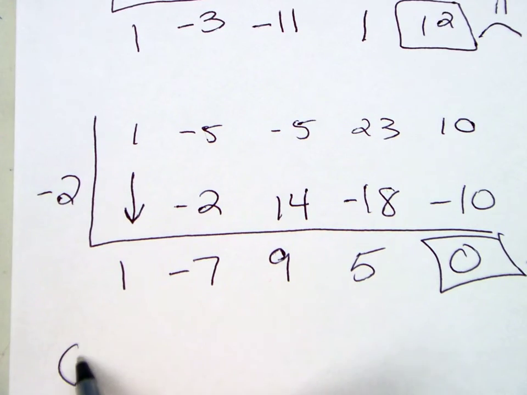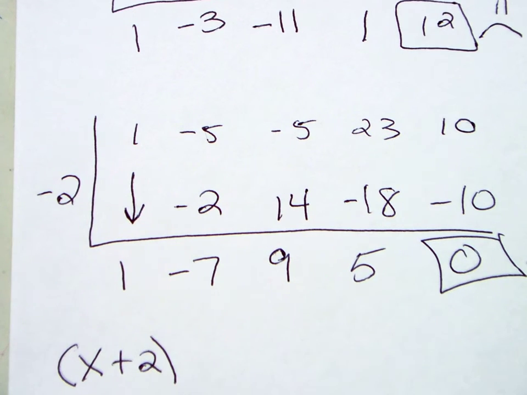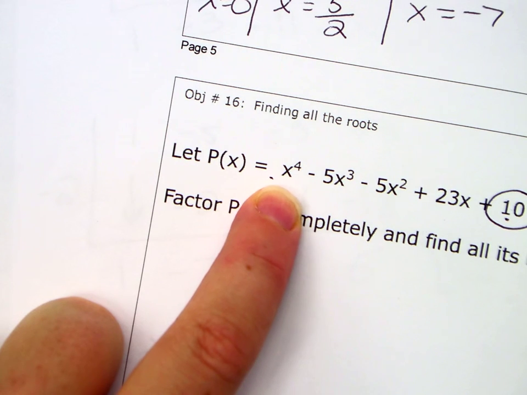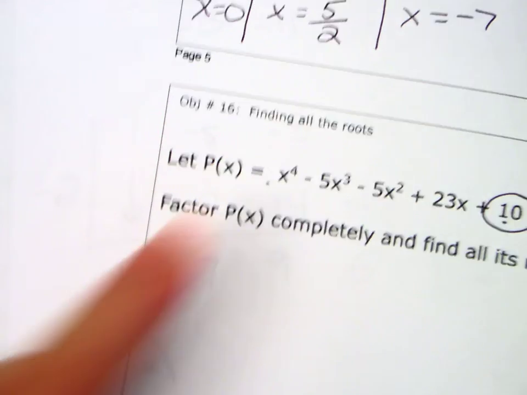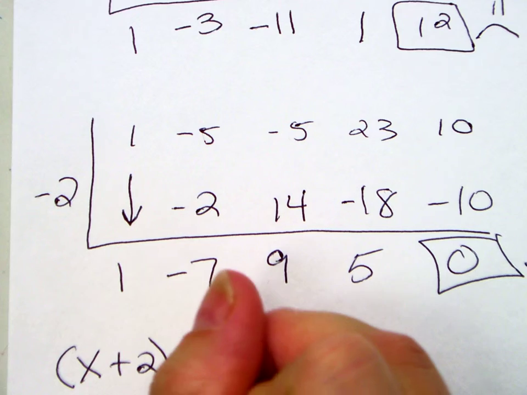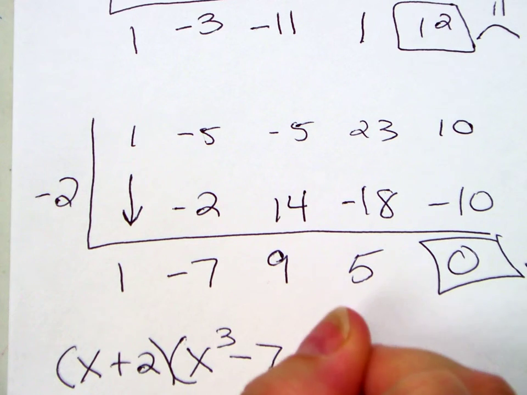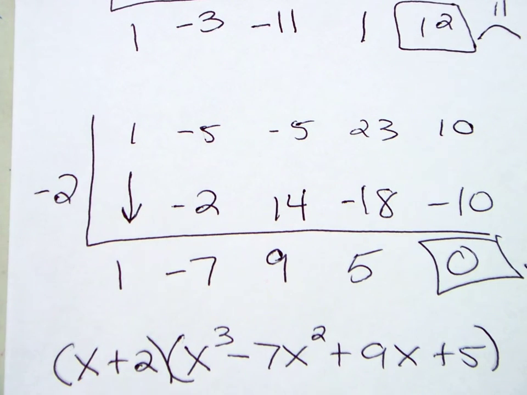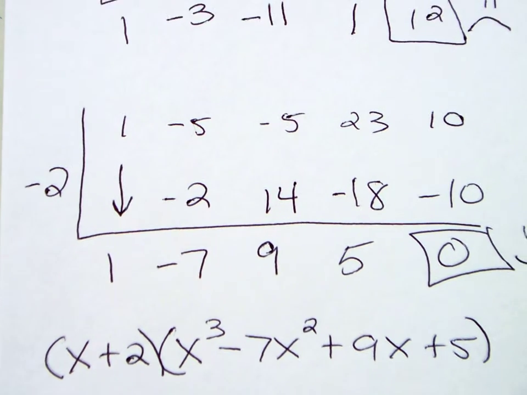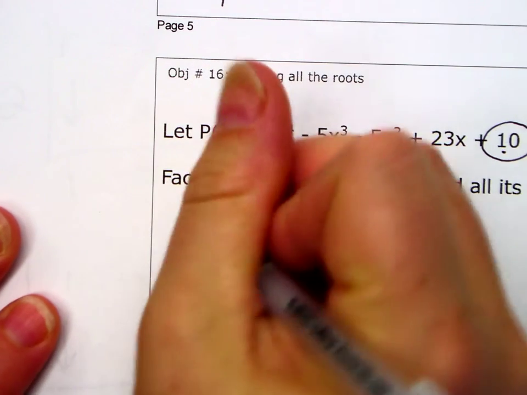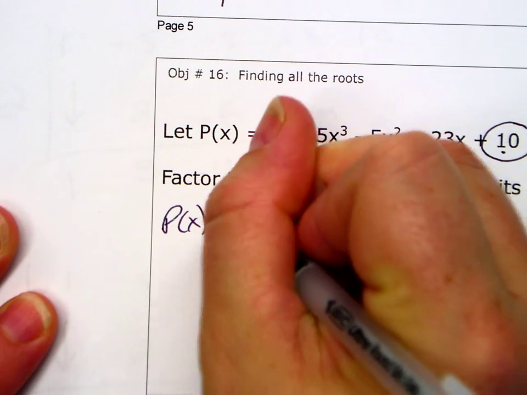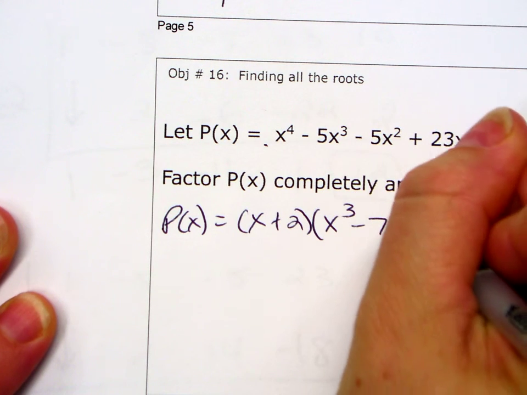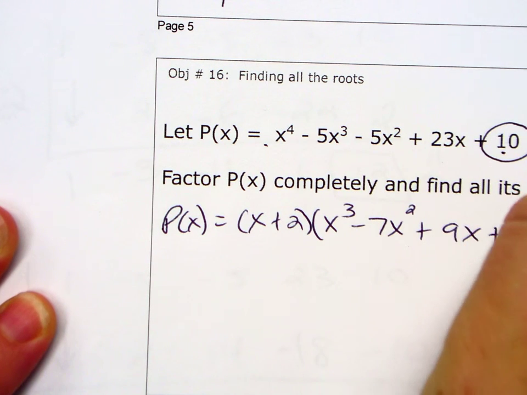what's the factor? X plus 2. Remember our original polynomial was an x to the fourth. So we're dividing. So what's the highest exponent? X to the third. So I have x to the third minus 7x squared plus 9x plus 5. All right, I'm going to write that on my original, underneath my original problem. So p of x now equals x plus 2, x to the third minus 7x squared plus 9x plus 5.